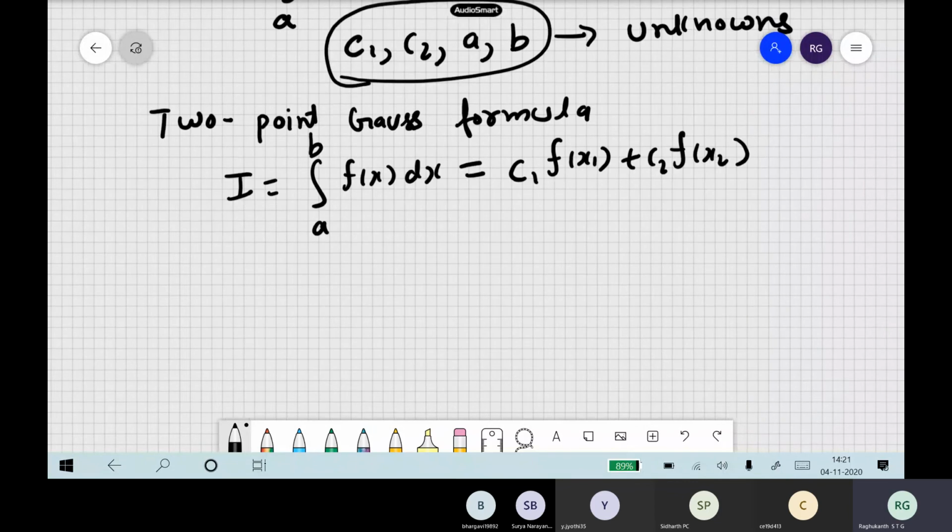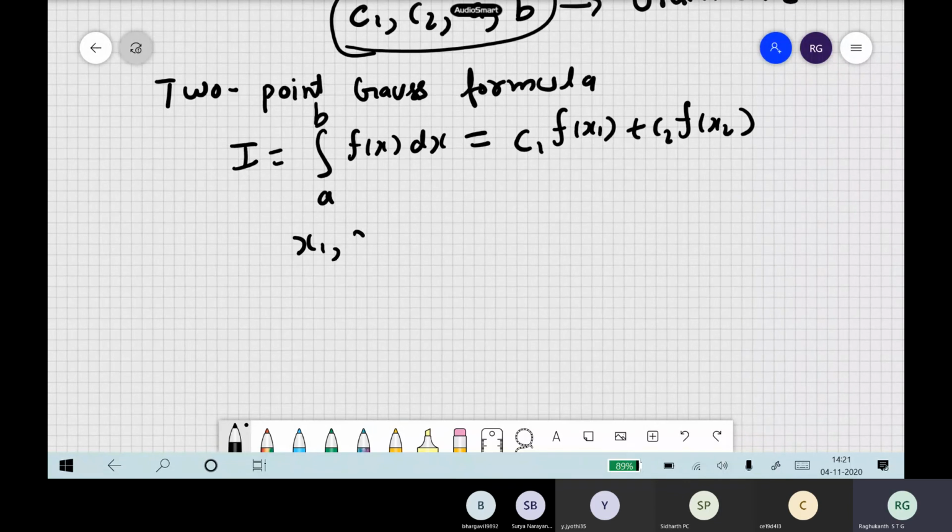So how many unknowns are there here? x1 and x2, where you are sampling your function, we keep that open too. And the weights c1 and c2, the multipliers of the functional values, we also treat as unknowns. That is how we do it in Gaussian quadrature.